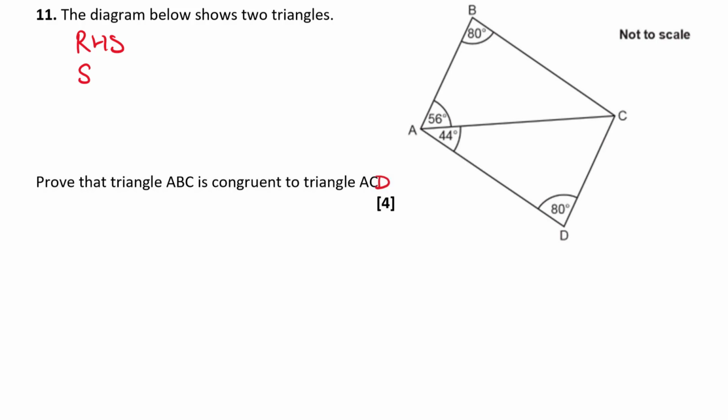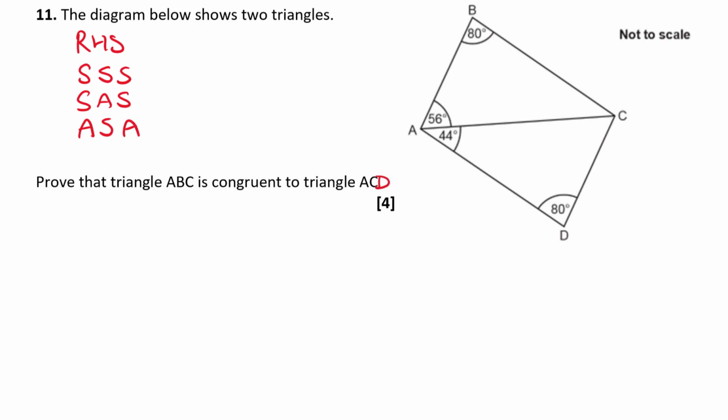And then you've got the side, side, side rule. So if you can show all 3 sides are the same, you can say they're definitely the same shape and size. There's the SAS rule, side, angle, side. So 2 sides and an included angle. If you can find those in both triangles are the same, you can state they are definitely congruent. And then finally, you have ASA, 2 angles and included side.